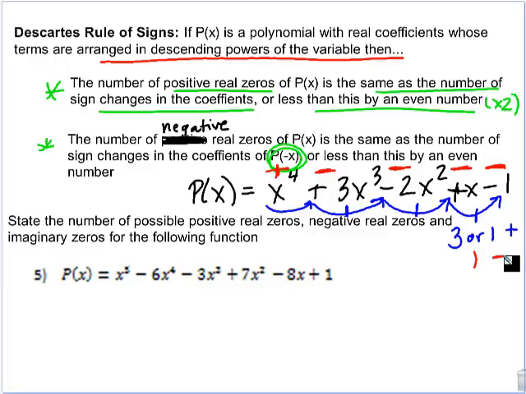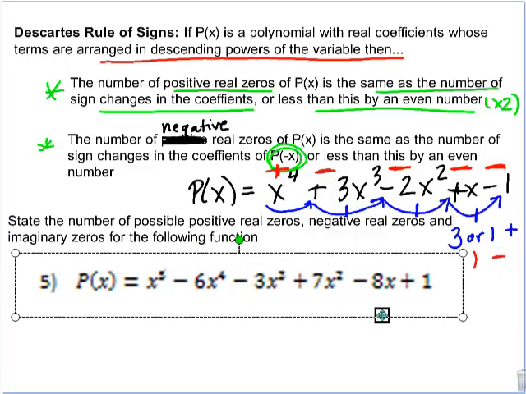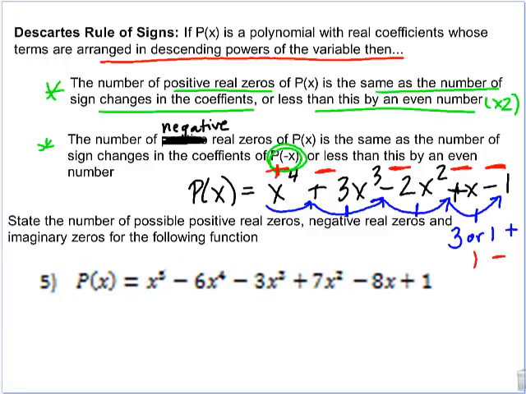Okay, so let's try this with another one. We're going to state the number of positive real zeros, negative real zeros, and then imaginary, and I'll help you find the imaginary after. So this is p of x is equal to x to the fifth minus 6x to the fourth minus 3x cubed plus 7x squared minus 8x plus 1. So it starts off as an x to the fifth.